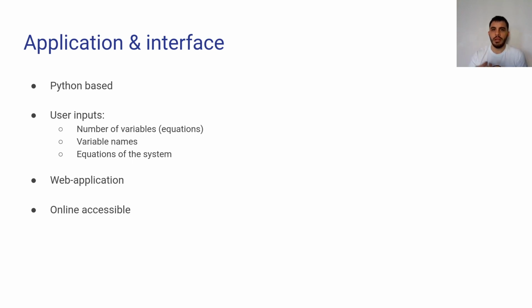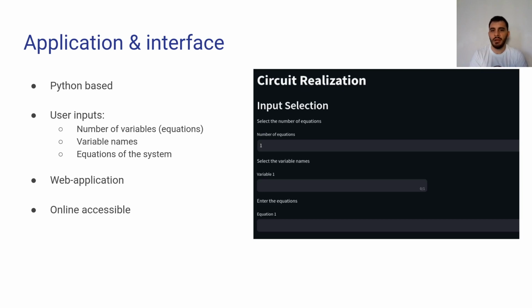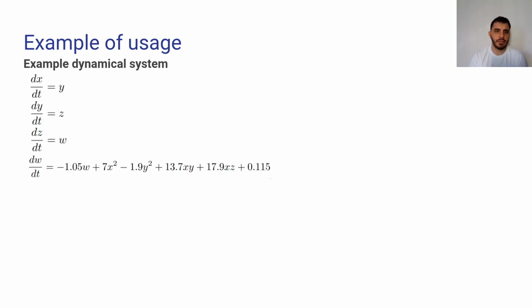And we actually made this into a web application that is currently online and accessible, and it looks like this. So you can see in the first field the user can input the number of equations. Subsequently, based on the number of equations or the number of variables, the respective amount of variable names is required, and also the number of equations.